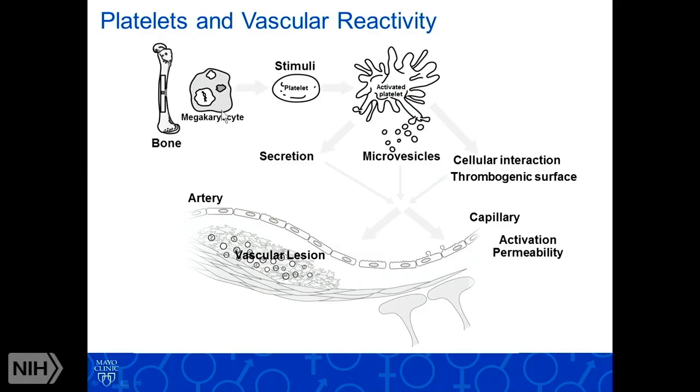Platelets are derived from megakaryocytes in the bone marrow, which have a nucleus, and therefore they'll be responsive to hormones. Their activation and production of microvesicles will affect the capillaries and the vascular wall to increase the development of lesions and perhaps change capillary activation and permeability. This will affect end organ structure and function, and the hormonal environment will influence this because of the genomic effects of the hormones on the megakaryocytes.